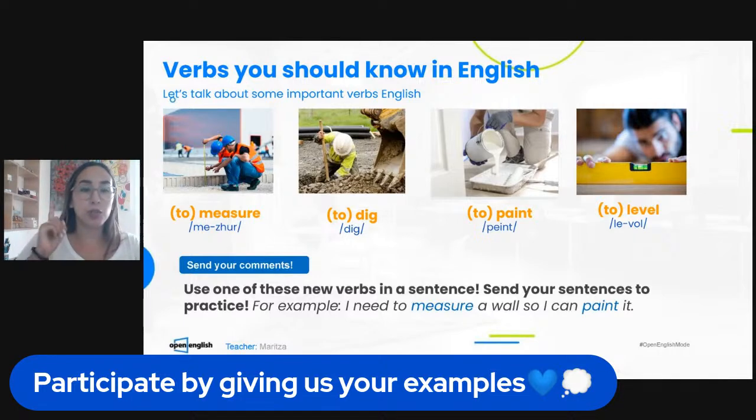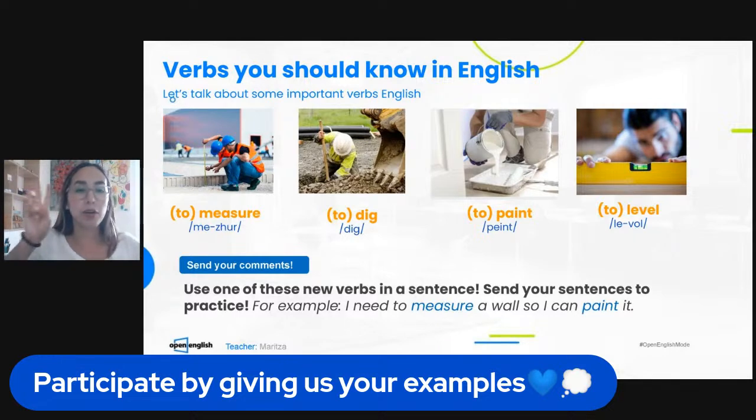Okay, so our first verb, to measure. Second verb, to dig. This is to make a hole or to dig into the ground with a shovel or with a, what else can you dig with? Trying to think, an excavator. That's another big machine to dig.